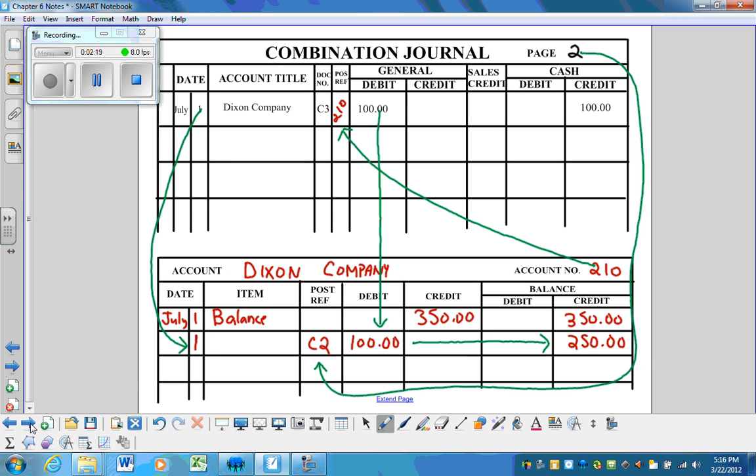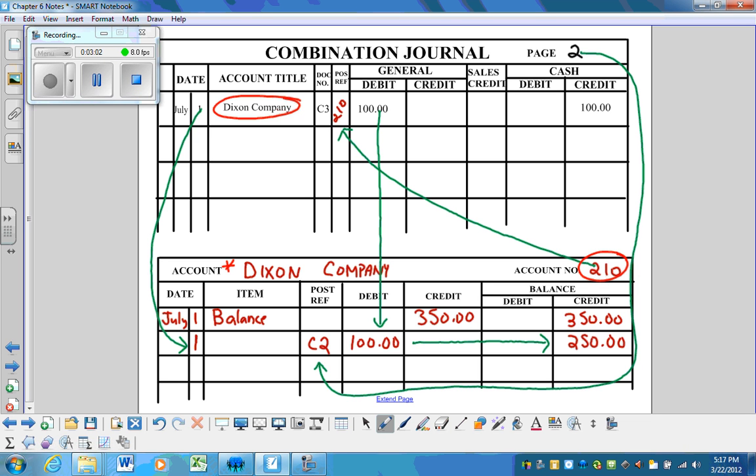Okay, so now posting means to transfer. We've already learned how to do the combination journal, so that's on the top. And the post reference column, as we know right now, is blank. So we want to transfer it into the ledger at the bottom. And when you do that, it's called posting. So for Dixon Company here, we need to fill in the Dixon Company general ledger. We know that liabilities are in the 200s, so we just gave it the number 210.